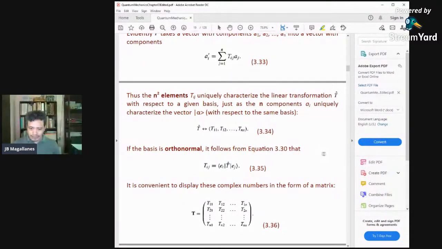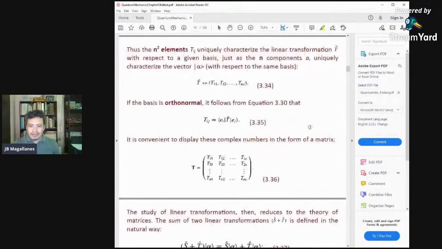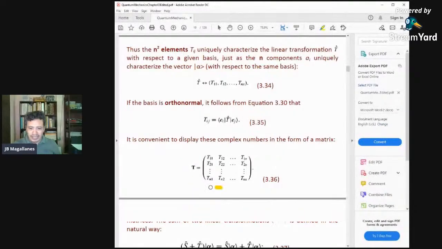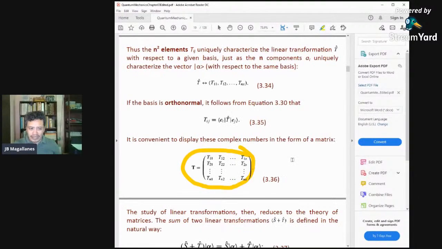So the transformation contains n squared elements, and the n squared elements are arranged such that it looks like a matrix that looks like this.